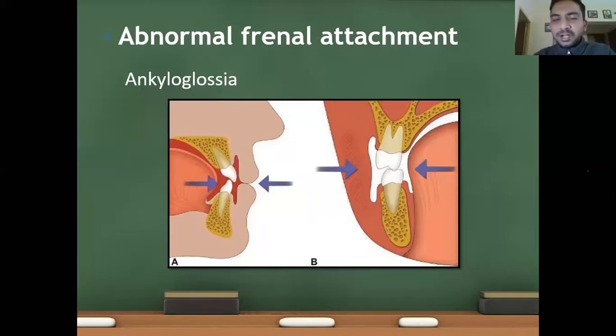Addressing the abnormal frenal attachment, whether it is between the maxillary central incisors or it is a tongue tie, is another preventive orthodontic procedure. Any questions till this point? Okay.